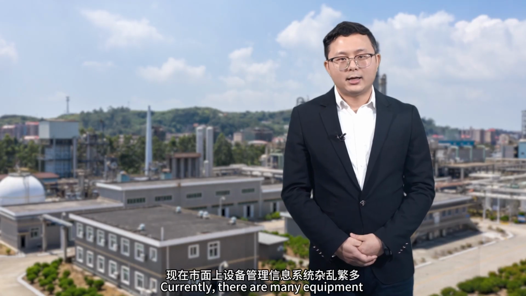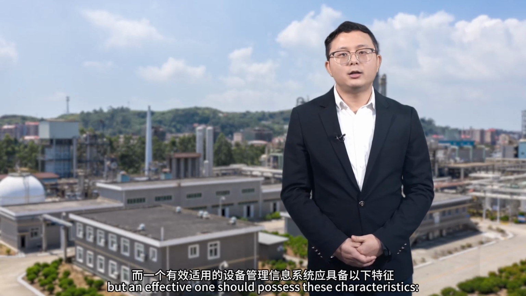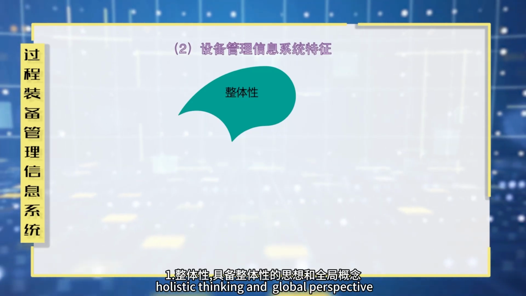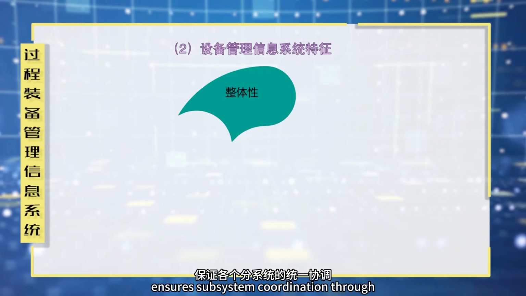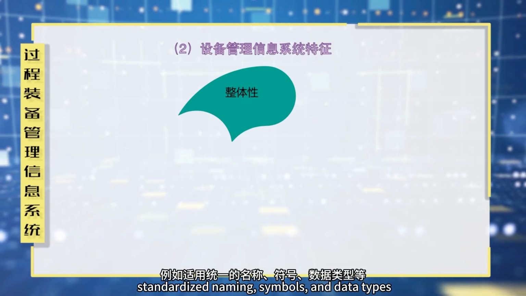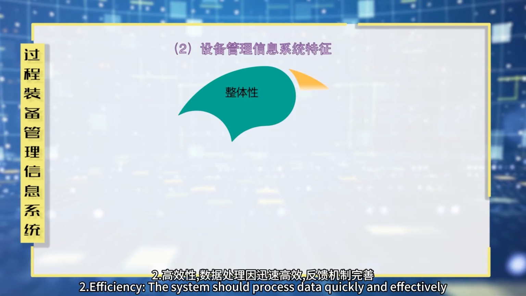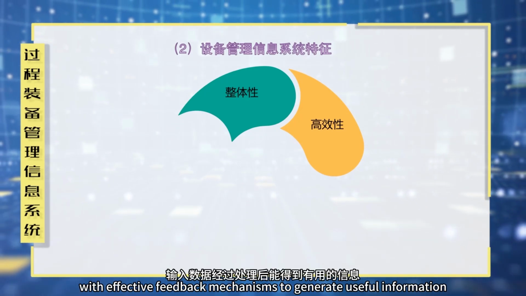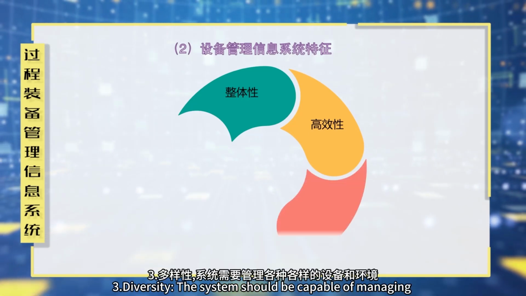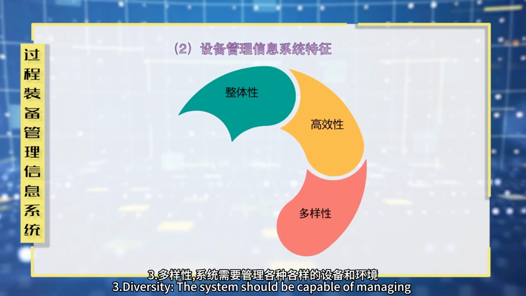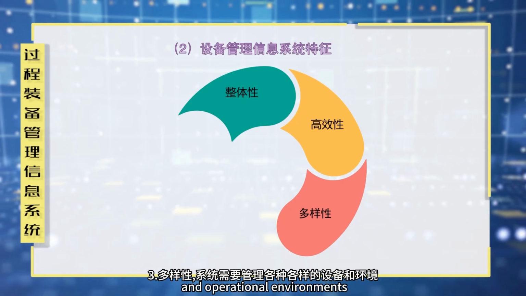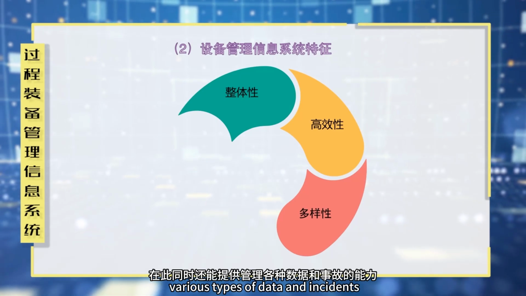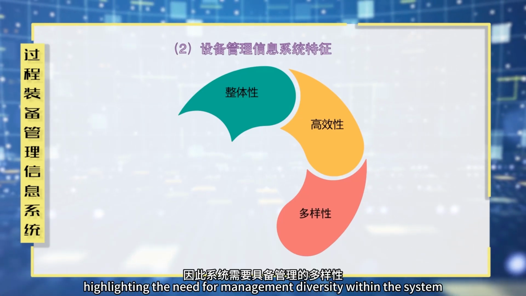Currently, there are many equipment management systems available, but an effective one should possess these characteristics. First, integrity. The system should embody holistic thinking and global perspective. It ensures subsystem coordination through standardized naming, symbols, and data types. Second, efficiency. The system should process data quickly and effectively, with effective feedback mechanisms to generate useful information. Third, diversity. The system should be capable of managing a wide variety of equipment and operational environments. At the same time, it should be capable of managing various types of data and incidents, highlighting the need for management diversity within the system.